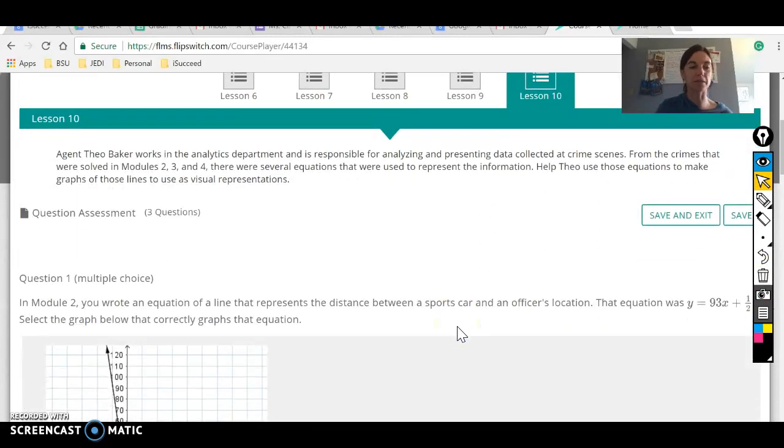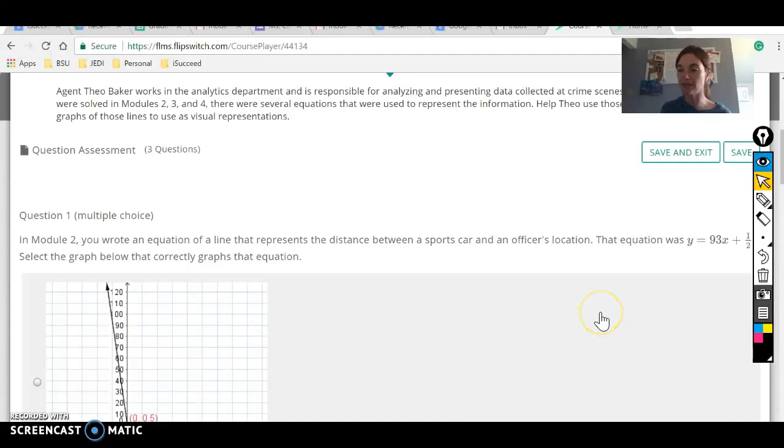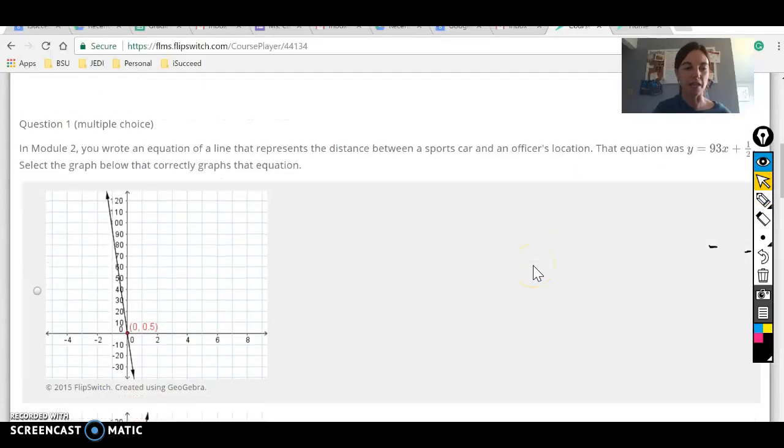Okay, so for the first one, it says, in Module 2, you wrote an equation of a line that represents the distance between a sports car and an officer's location. That equation was y equals 93x plus 1/2. Select the graph below that correctly graphs that equation. So what we are looking for is a graph with a positive slope of 93 and a y-intercept of 1/2. Okay, so let's scroll down and see if we can find that.